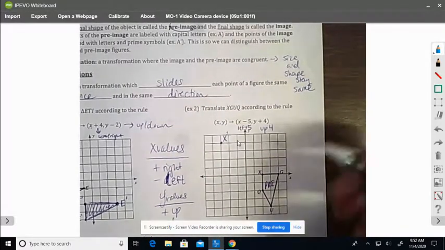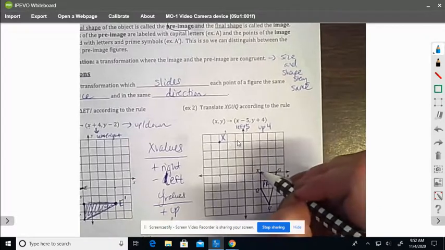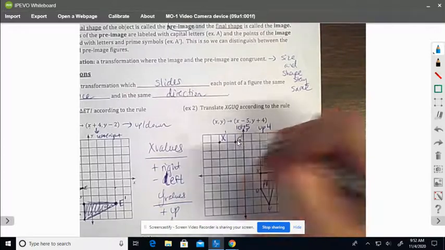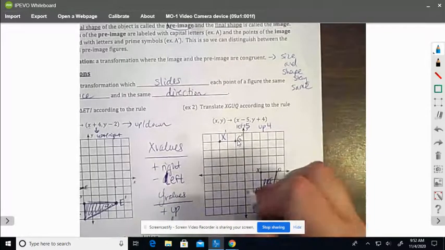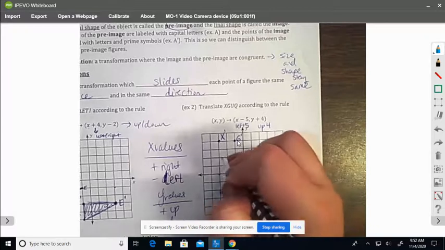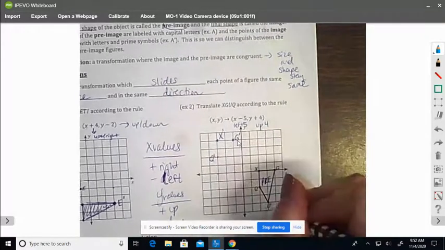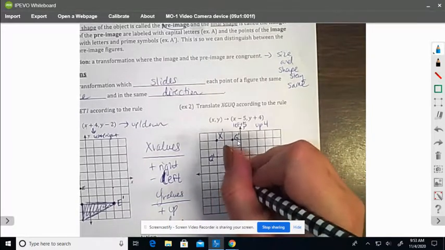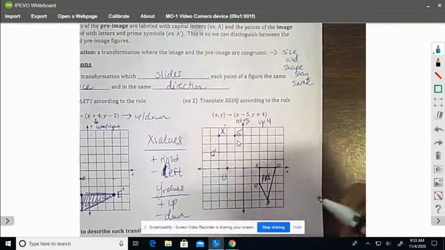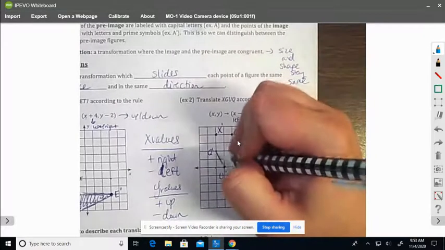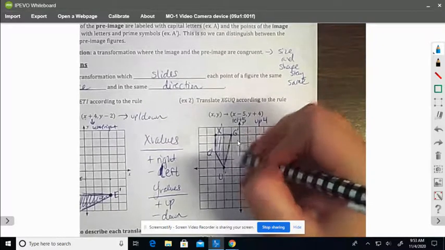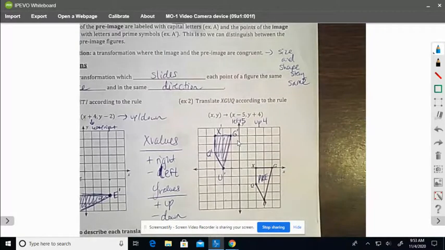So X prime. I'm going to do the same thing with G. Left 5, up 4. It's my G prime. Same thing with Q. Left 5, up 4. And same thing with U. Left 5, up 4. And then I recreate this shape. And I'm going to shade it in. Should be the same shape, same size.